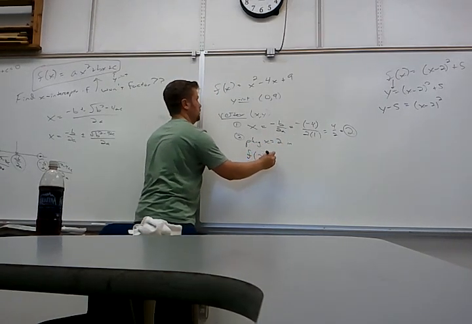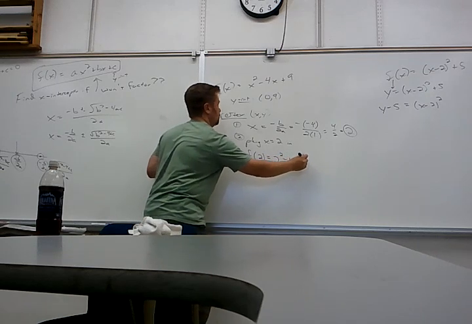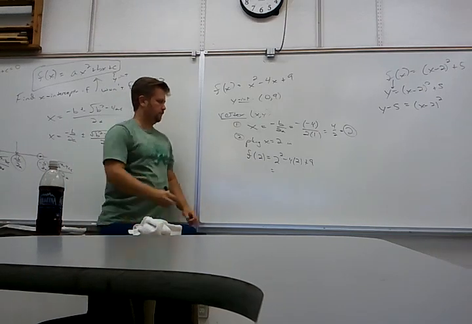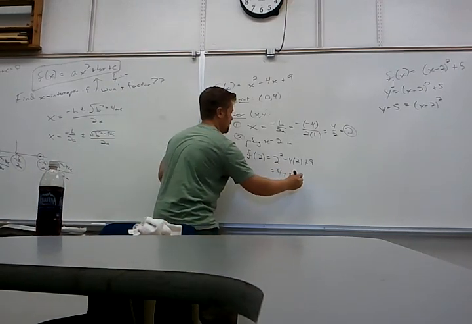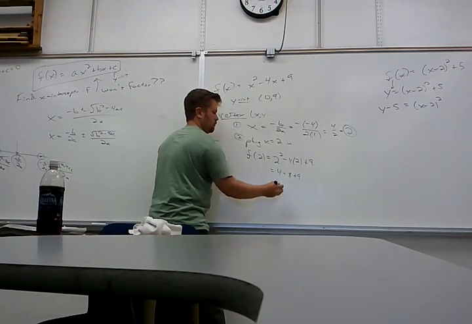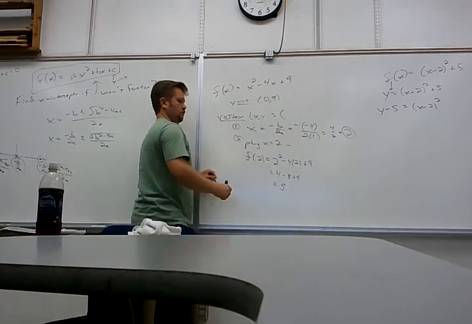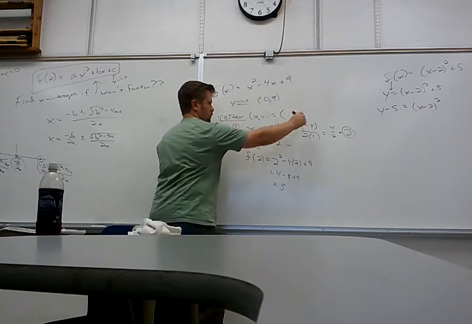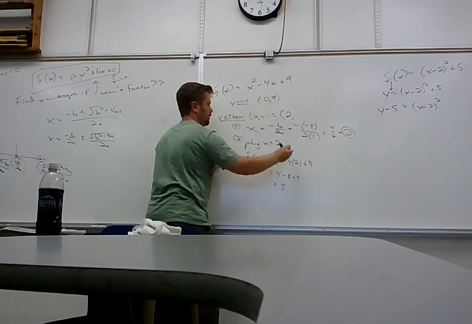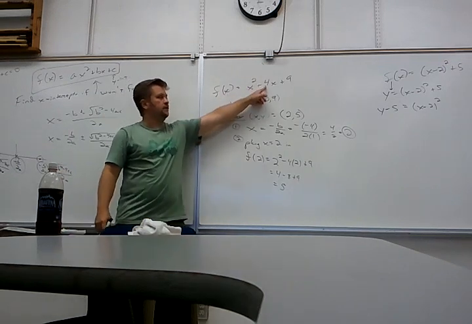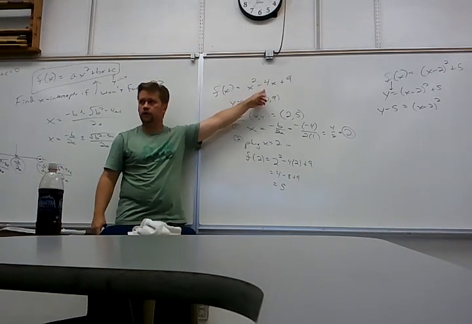F of 2 is 2 squared minus 4 times 2 plus 9. That's 4 minus 8 plus 9, which is 5. So what's the vertex? X is 2, Y is 5. So I didn't have to complete the square, right?